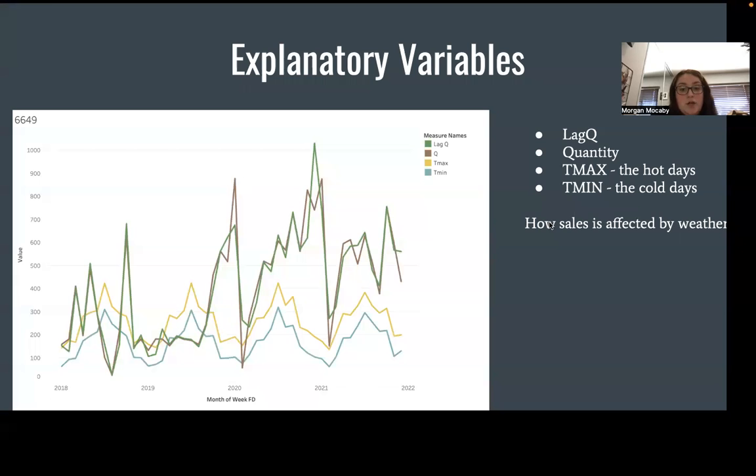And then this is just a graph of our explanatory variables. It just kind of shows how the sales were affected by the weather. So if you look from 2018 up until 2020, as the weather got hotter, the sales dropped. And then between COVID time of 2020 and 2021, as the weather was increasing, the sales were actually increasing as well.